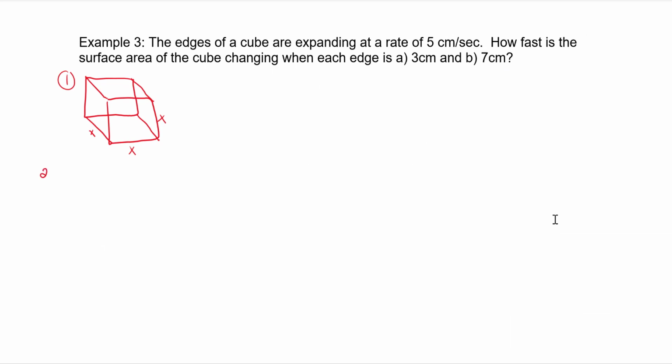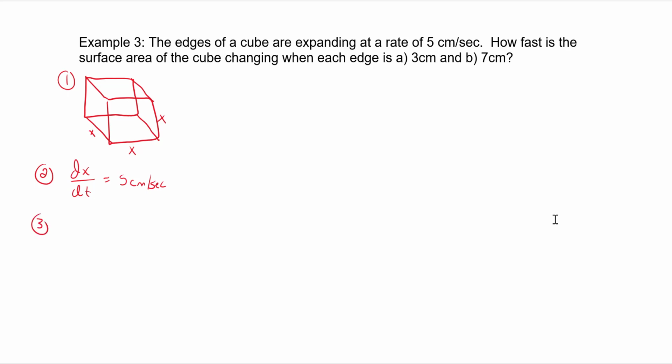Alright, so the next step we need to figure out is what do we know? So in this case, we know edges of the cube are expanding at a rate of 5 centimeters per second. So our edges, we said, were x, so this is going to be dx/dt. So we know dx/dt is positive 5 centimeters per second, since it told us it's expanding, that means it's going up, so it's going to be positive.